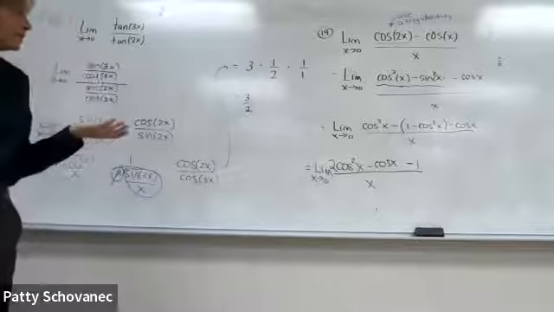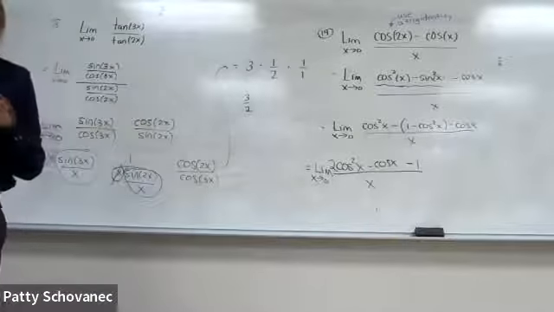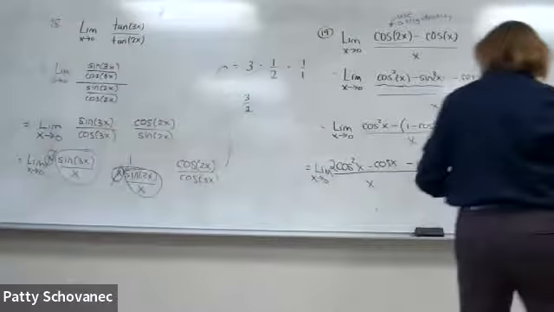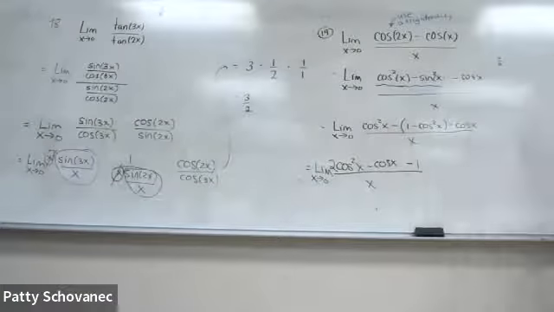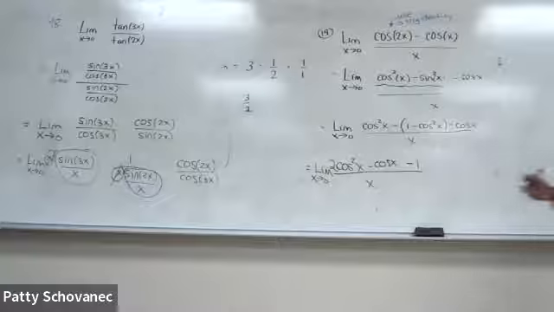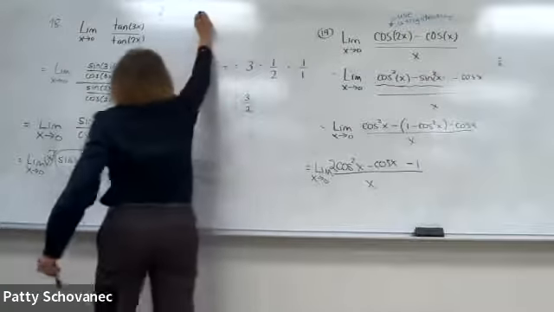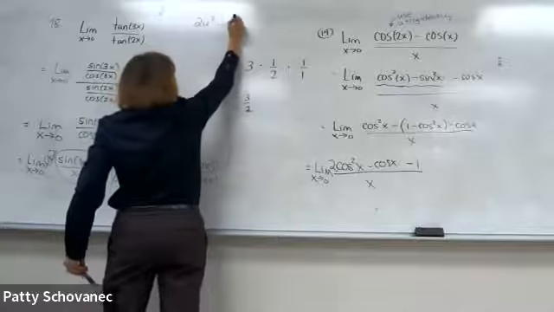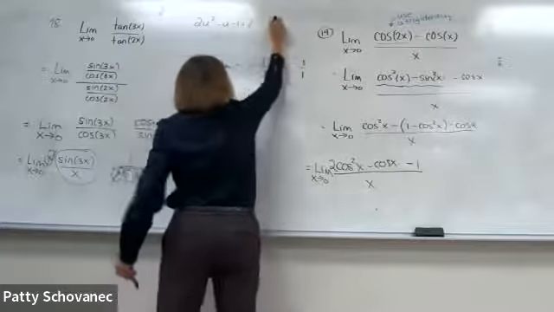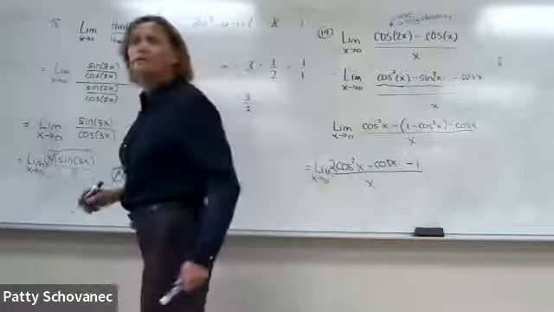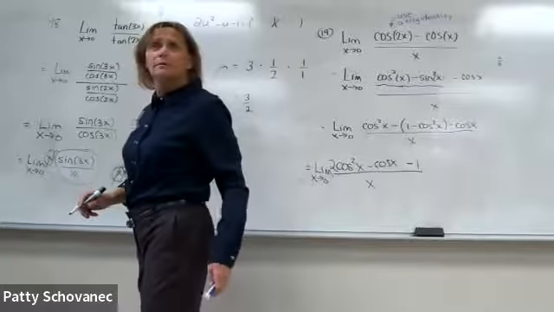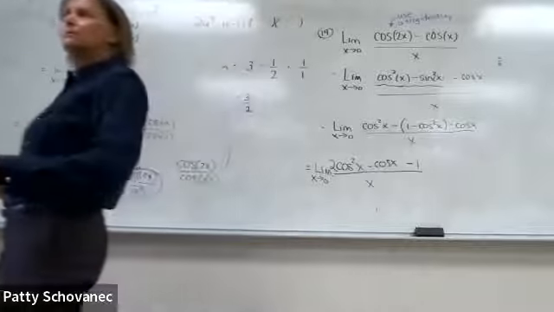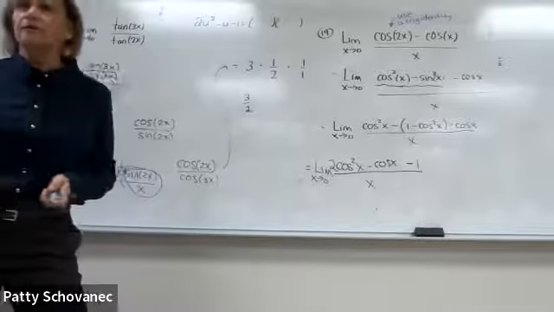But now it looks like something I can factor on the top. 2 cosine squared minus cosine minus 1 looks like a trinomial. What if I asked you to factor this? Say 2u squared minus u minus 1. Can you factor that? Again, I didn't even know what algebra you know. Can anybody in here factor that?